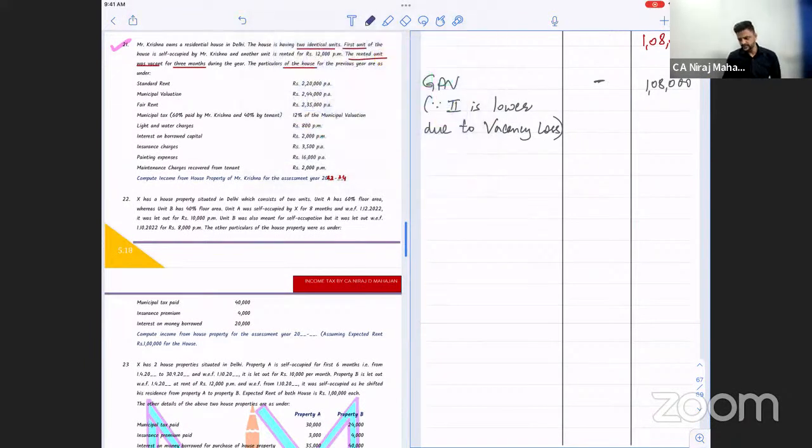Next one is what? Less, obviously, municipal taxes. So give me this figure at least. Type in the comment section. We know it is not allowed for a self-occupied property. Give me the figure of municipal taxes you have taken for the let out part. For the let out part. Khushbu, correct? Khushbu, your answer is right. Your final answer was also right.